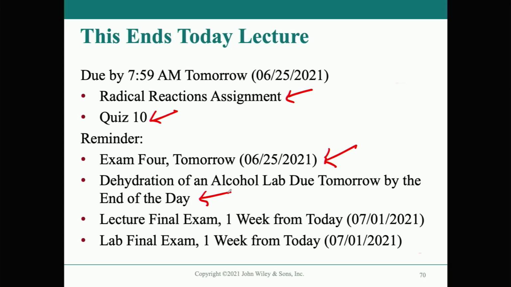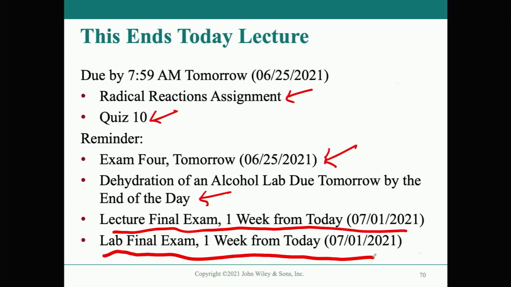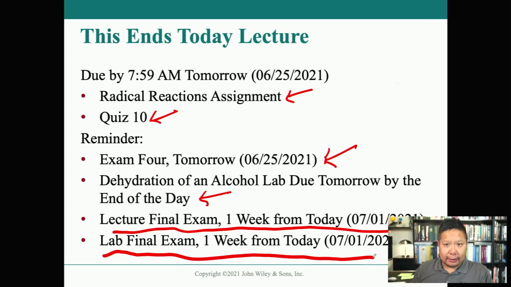And then this is just a reminder, our lecture final exam is 1 week from today, on July 1st, and our lab final is also 1 week from today on July 1st. Neither of those can be dropped, so make sure you complete those, okay? All right, that's it for today's lecture on radical reactions. Next week we'll do synthesis on Monday, and then on Tuesday we'll do alcohols, and then that will be it for the entire semester. It's all over after that, right?